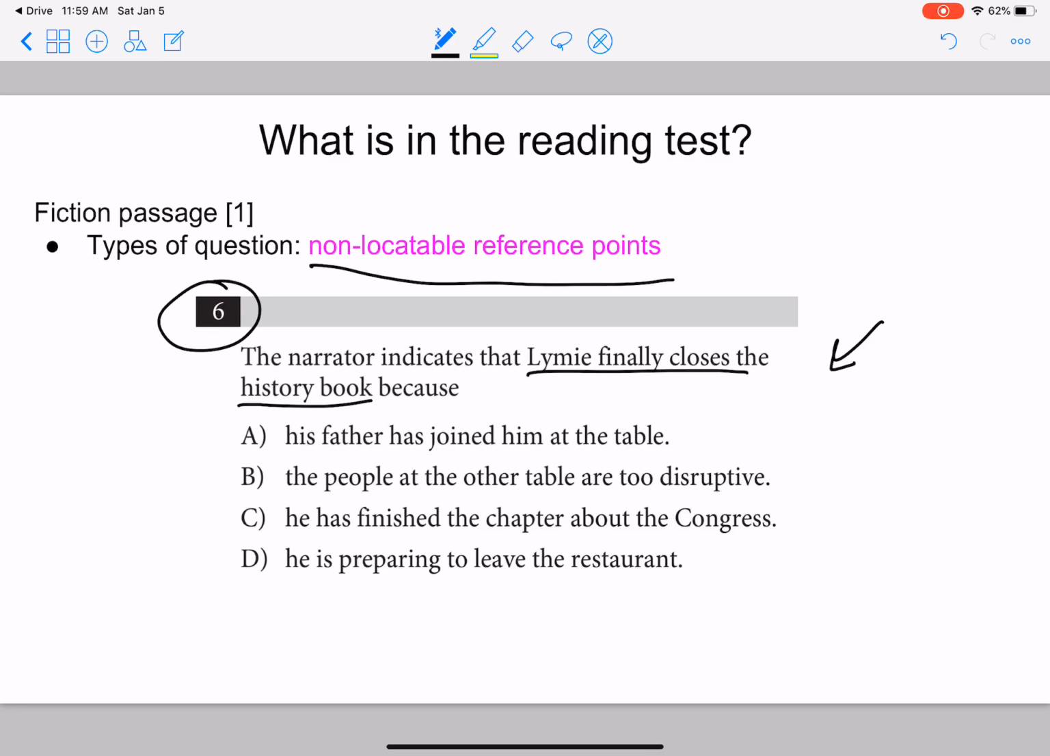So it's just going to be one sentence. In some cases it might be like 2 sentences. But there's this specific spot. You don't need to read the whole passage to be able to answer this question, because there's one specific place where Lemmy closes the history book, and that is where the answer to this question is.